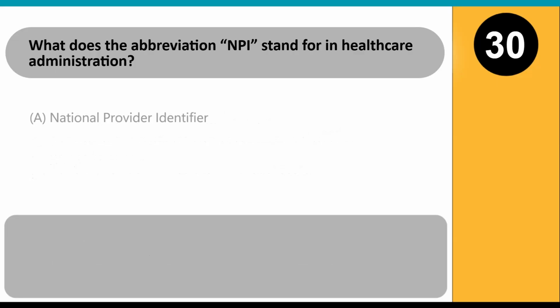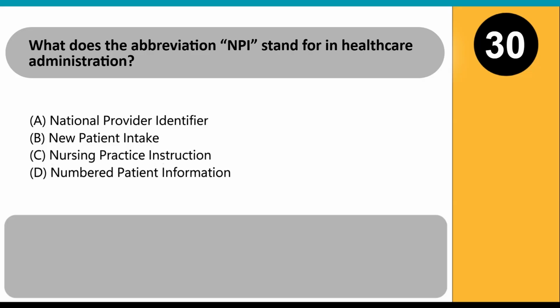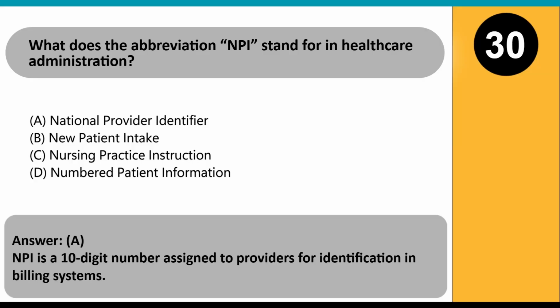What does the abbreviation NPI stand for in healthcare administration? A. National Provider Identifier. B. New patient intake. C. Nursing practice instruction. D. Numbered patient information. Answer A. NPI is a 10-digit number assigned to providers for identification in billing systems.